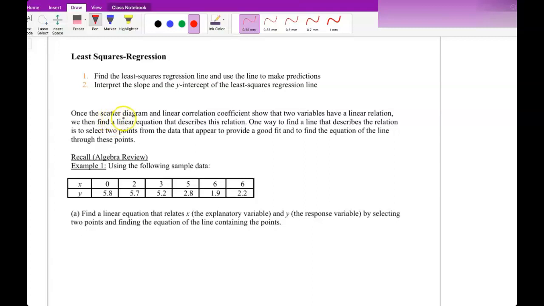Once the scatter diagram and linear correlation coefficient show that two variables have a linear relation, we then find a linear equation that describes this relation. One way to find a line that describes the relation is to select 2 points from the data to provide a good fit, and find the equation of the line through these 2 points.